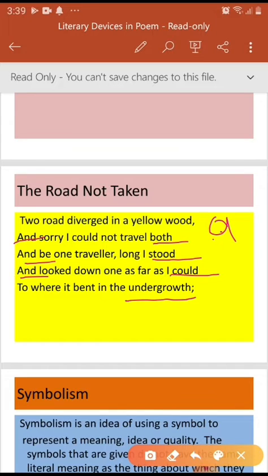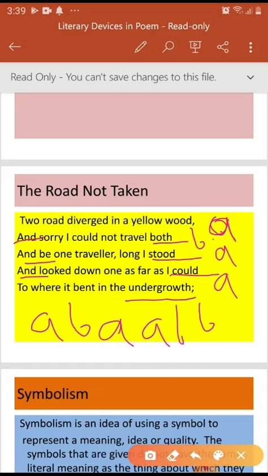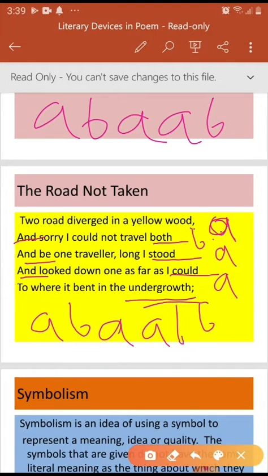So we can write like this: A, B, A, B. Clear? Understood? So here the rhyming scheme is A, B, A, B. That means wood is rhyming with stood and could, and both is rhyming with undergrowth. I hope you understood. So I explained the poetic devices used by the poet in the first stanza.